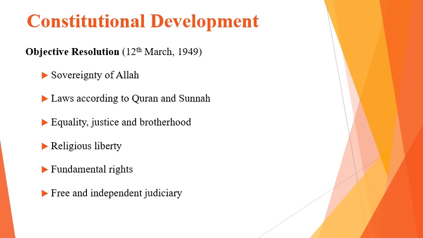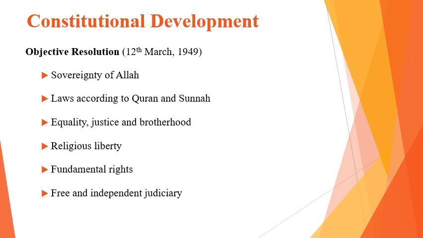Now, certain points I'm going to discuss. These points were considered to be the beacon light, the pathway for making the constitution, for making a proper rule for Pakistan. For instance, number one, sovereignty of Allah Almighty. It means the ultimate power belongs to Allah. Secondly, there should be no law against Quran and Sunnah. Number three, equality, justice, and brotherhood should be exercised in Pakistan.